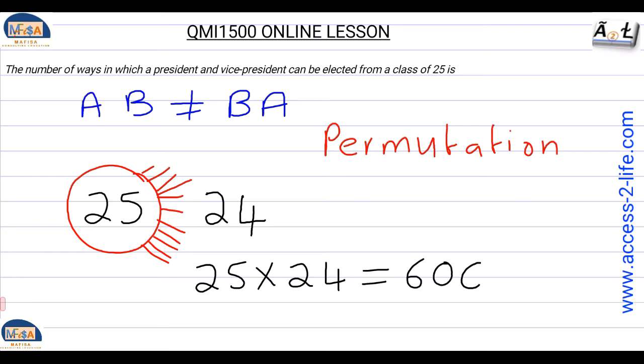Because remember, for the first position we've got 25 candidates. Once we've selected that one candidate, we're left with only 24 for the second position. And for each selection in A, there are 24 possible routes we could take in position B. So for each of the 25 candidates times 24 possible routes in the vice presidency, we'll equal 600. So this is called permutation.